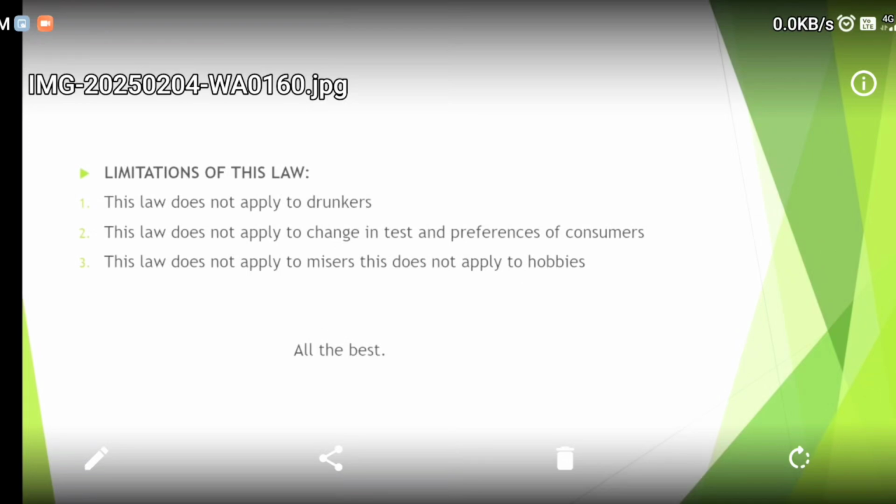So these are the important points you have to write in the examinations.